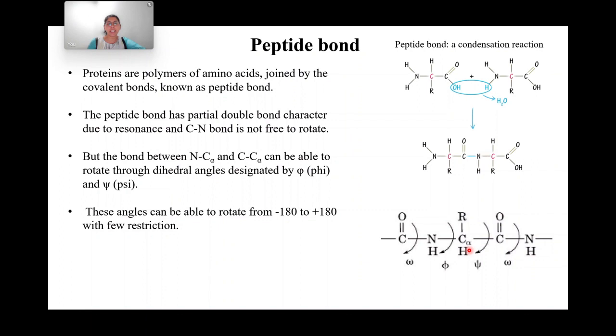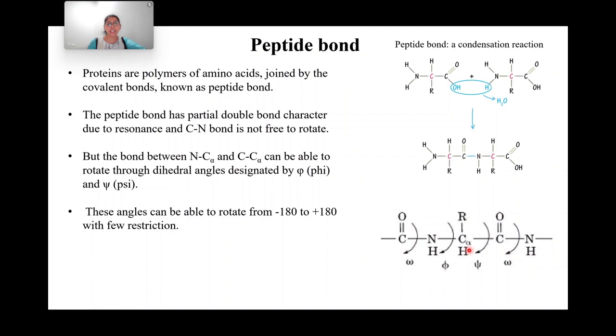Now these bonds are free to rotate. Means what? If you try to imagine an axis like this, these amino acids are free to rotate like this across the axis here. So these bonds can move in these directions from plus 180 to minus 180. Plus 180 means movement to one side, and equally it can move to the opposite side as well.